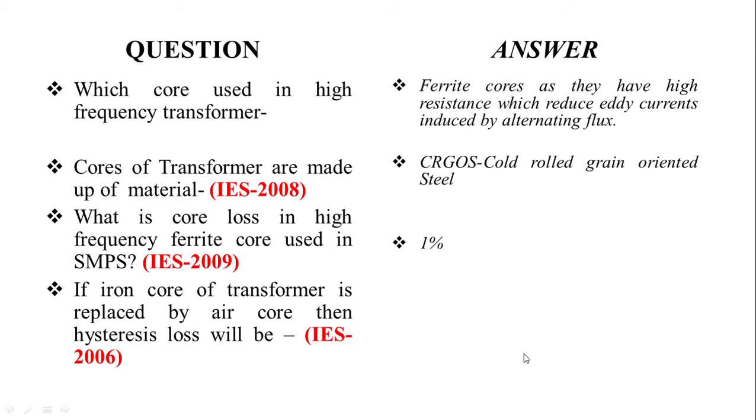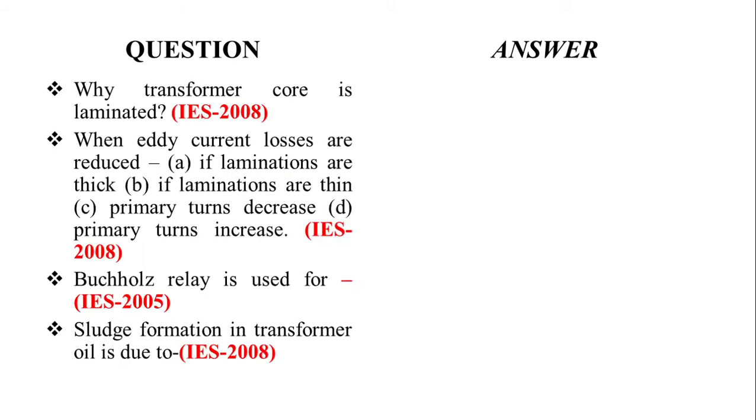If iron core of transformer is replaced by air core, then hysteresis loss will be. See, hysteresis losses are associated with the iron core. So if we remove the iron core and replace it by air core, then hysteresis losses will become zero. Next question is why transformer core is laminated? We know that transformer cores are laminated to reduce the eddy current loss.